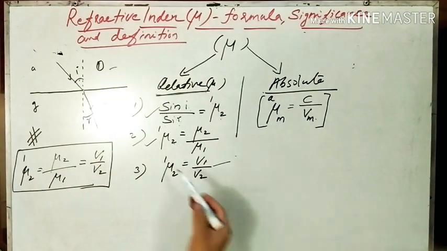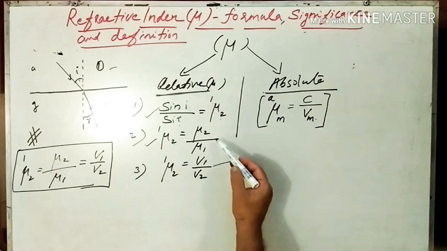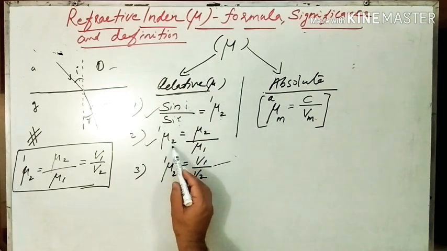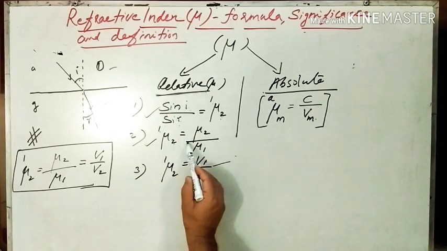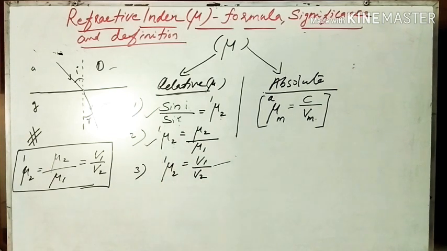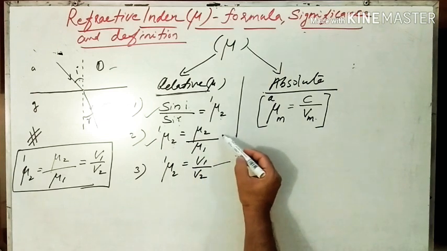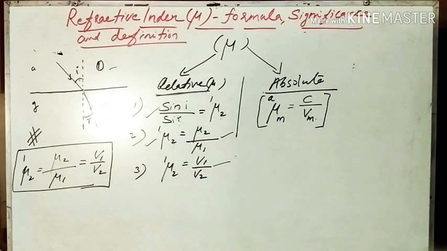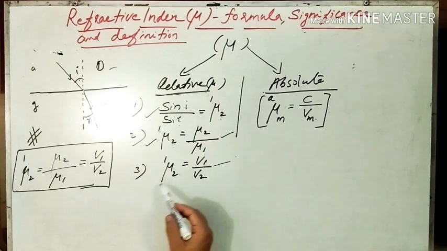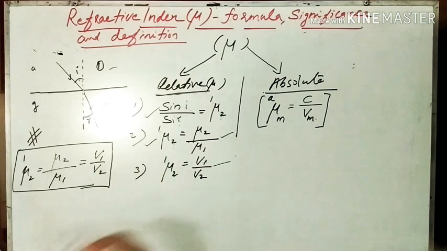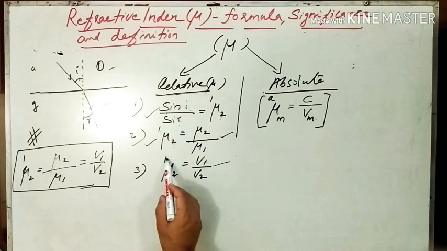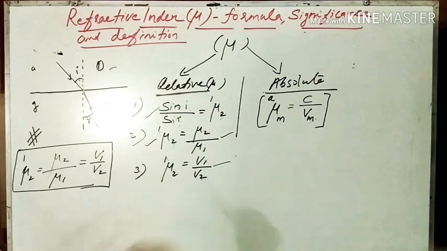In the second case, how do you define the refractive index? The refractive index of the second medium with respect to the first medium is the refractive index of the second medium divided by the refractive index of the first medium. Now, in terms of speed of light, the refractive index of the second medium with respect to the first medium is the speed of light in the first medium divided by the speed of light in the second medium. As simple as that.